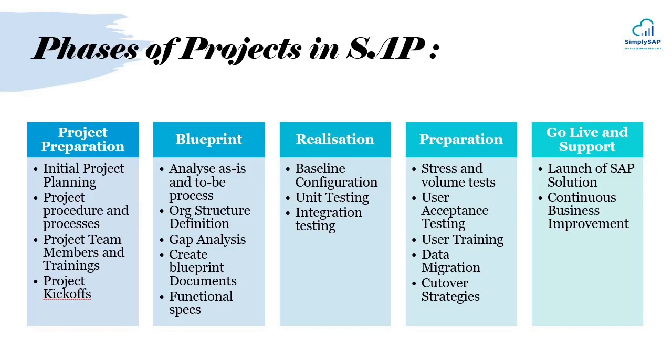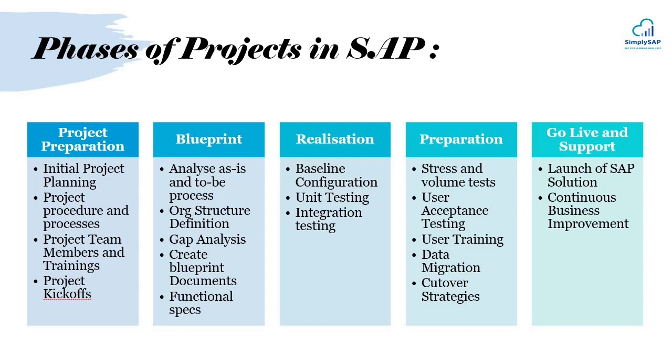The next phase of the project in SAP is blueprint. We can also call it the planning phase of a project in SAP. In this phase, the project team develops a detailed plan to guide the project execution. This includes defining project tasks, estimating resource requirements, creating a project schedule, and identifying risk and mitigation strategies. The planning phase also involves gathering requirements and documenting business processes.